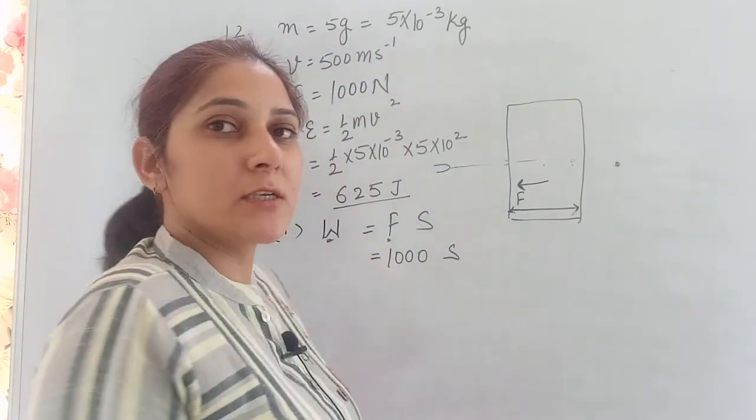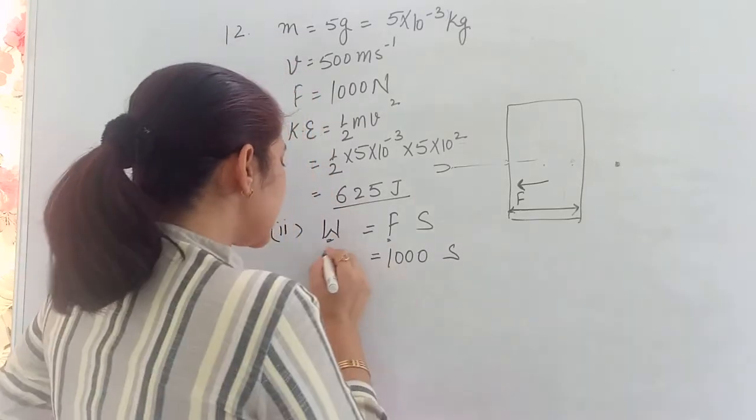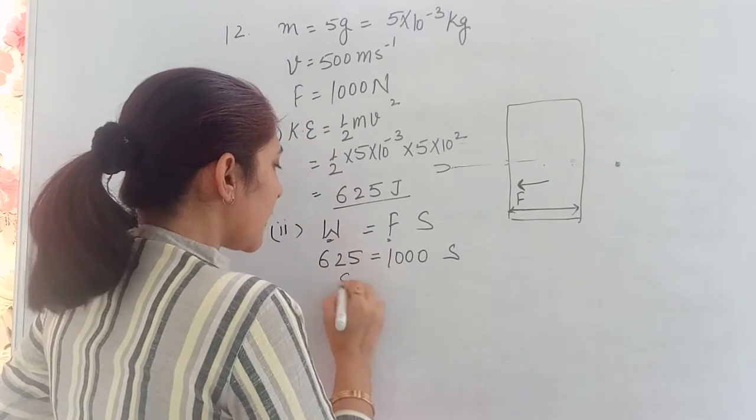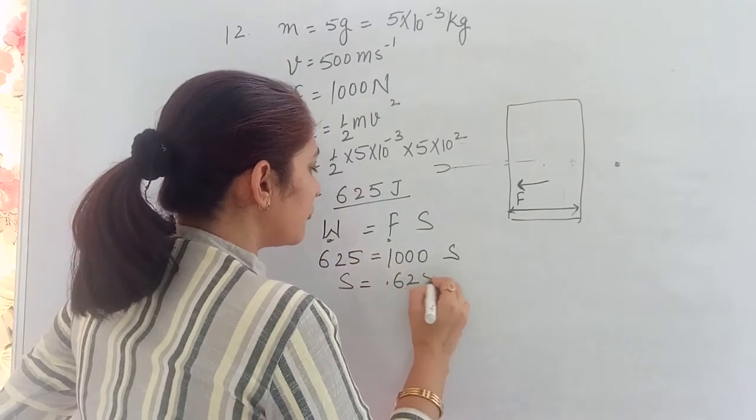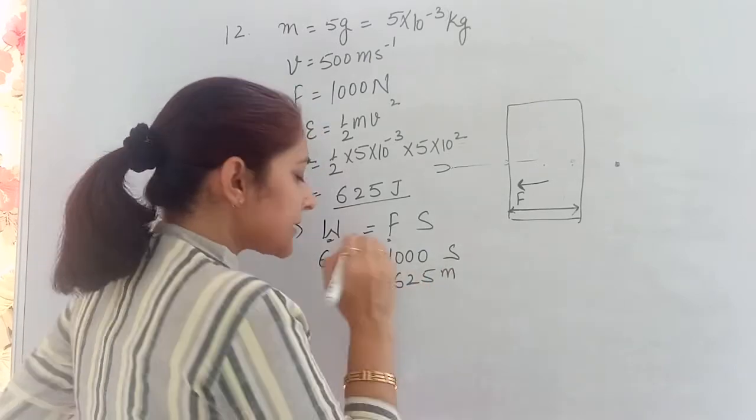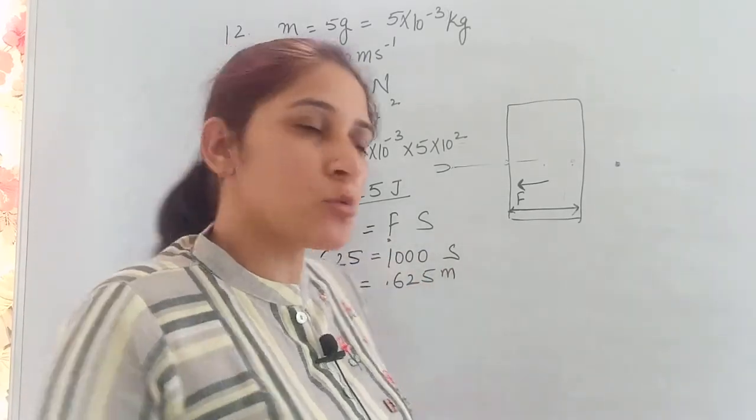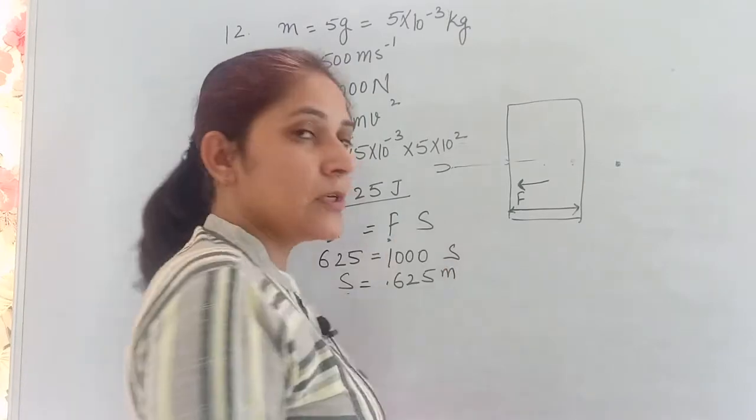Whatever amount of energy is stored in the bullet, that is 625. So S will be 0.625 meter. That means the distance traveled by the bullet before it comes to rest, that is 0.625 meters.